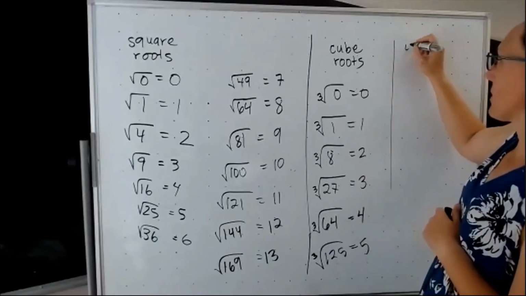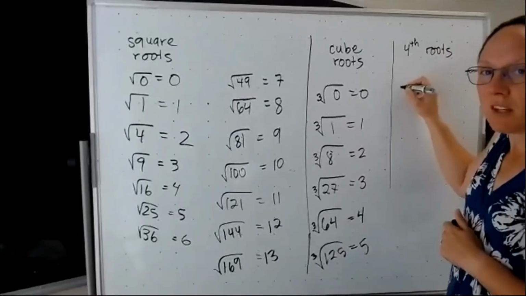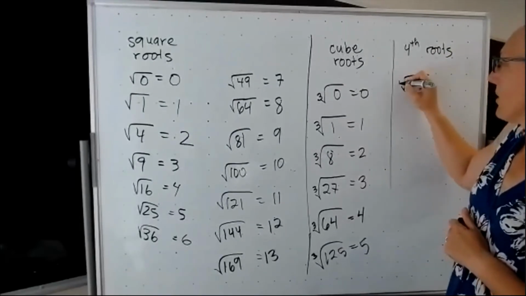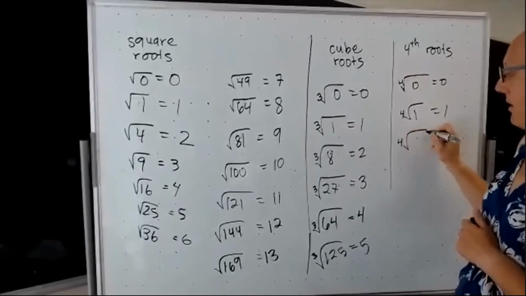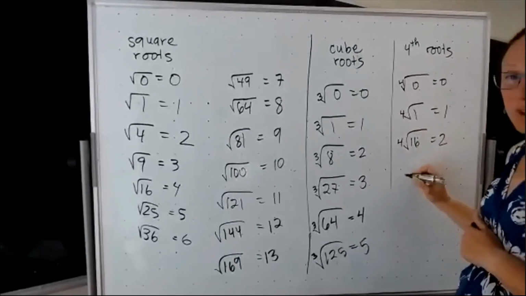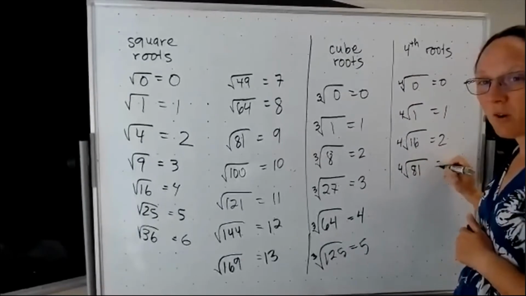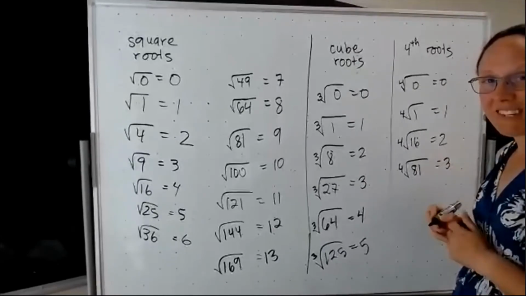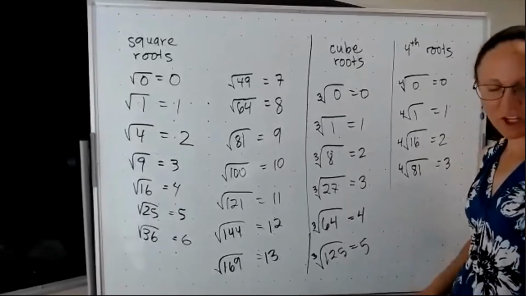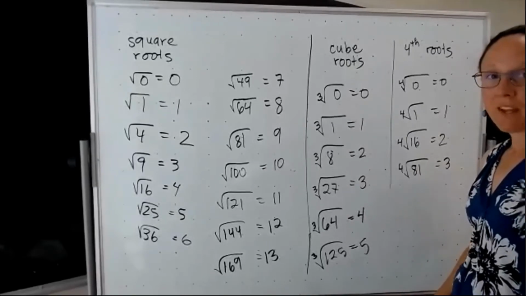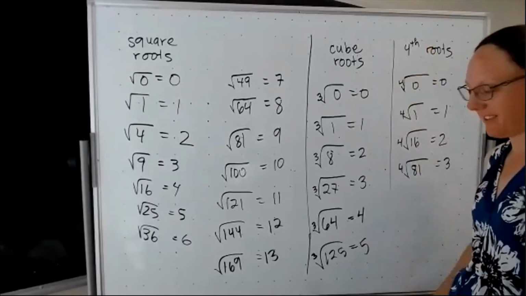And for fourth roots, the list is pretty small. We ought to be able to do the fourth root of 0, the fourth root of 1, the fourth root of 16, and I'm going to go the fourth root of 81. And that's probably as high as I would say we need to go. Again, all of these fall in the realm of nice numbers.